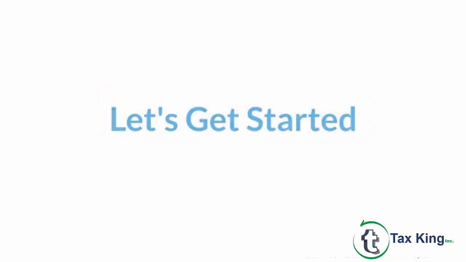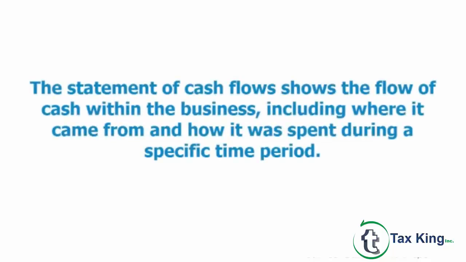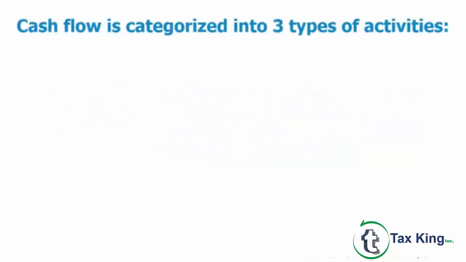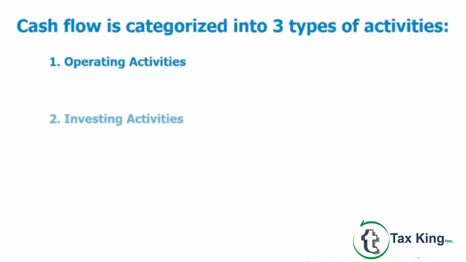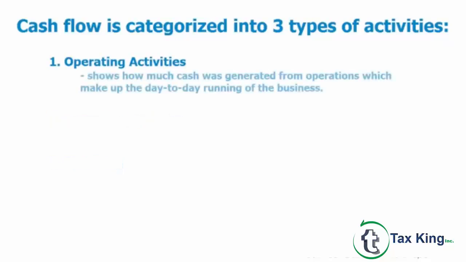Let's get started. The statement of cash flows shows the flow of cash within the business, including where it came from and how it was spent during a specific time period. Depending on the type of transaction, cash flow is categorized into three types of activities: operating activities, investing activities, and financing activities. Operating activities shows how much cash was generated from operations, which make up the day-to-day running of the business.